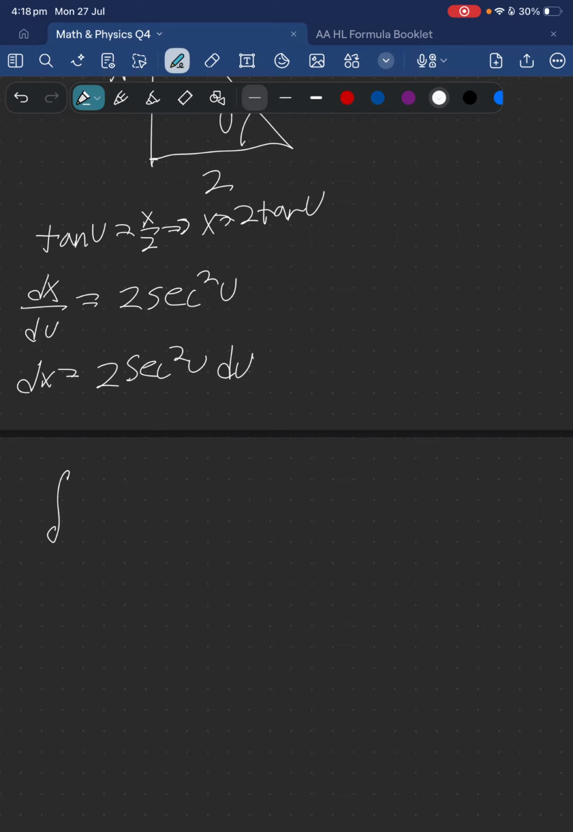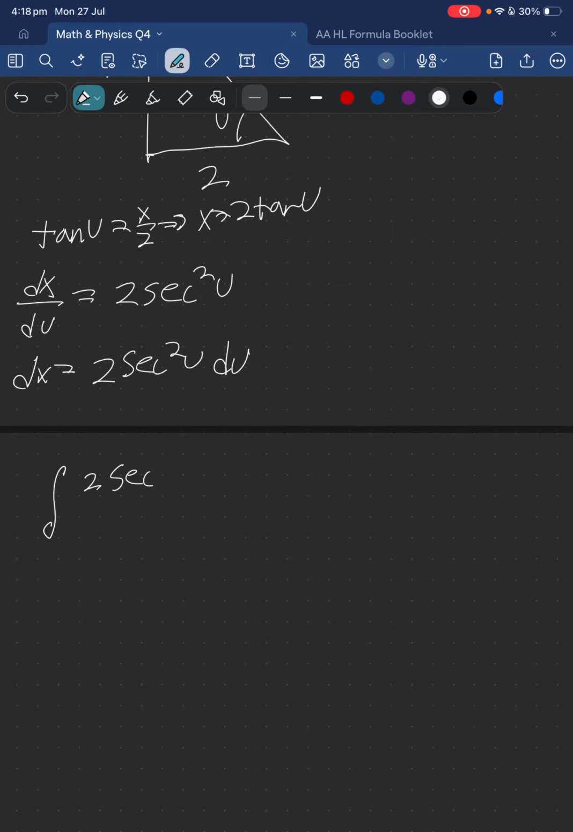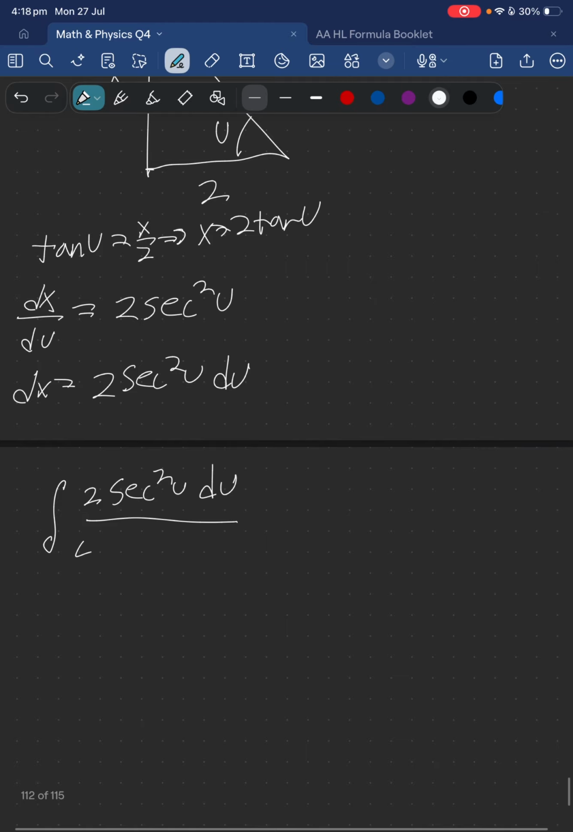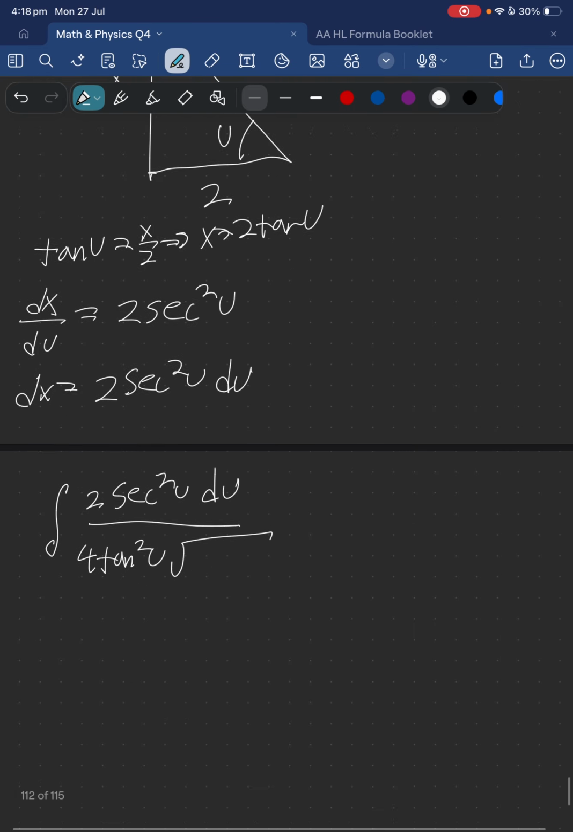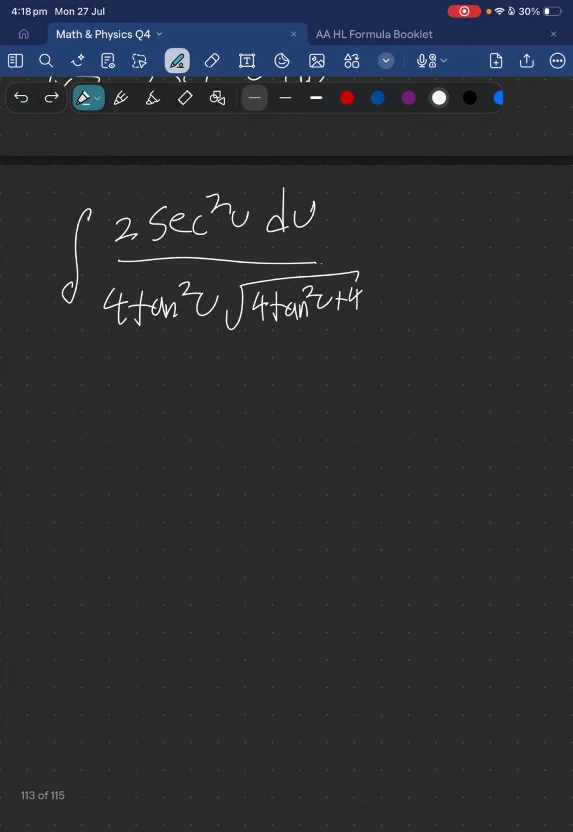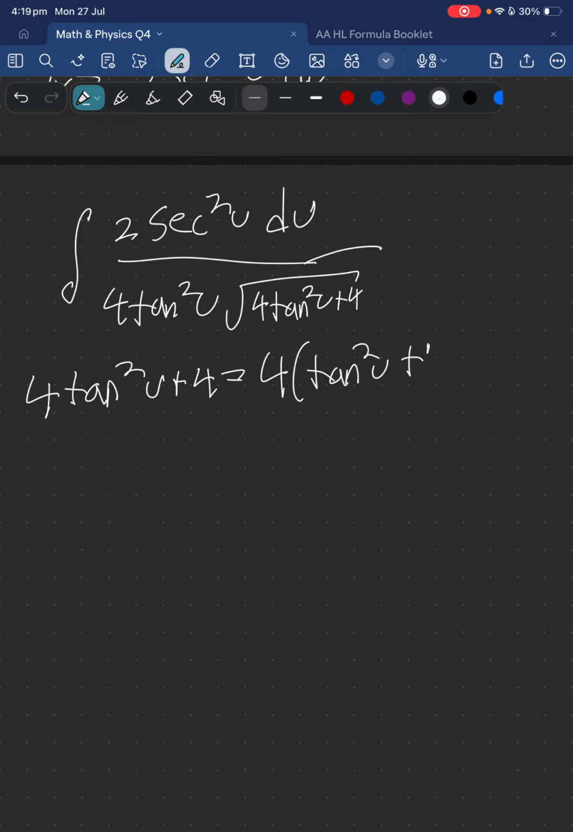So we have 2 secant squared u du over x squared, which is 4 tan squared u, times the square root of 4 tan squared u plus 4. So the next step, as I mentioned in my previous video, linked in the description, is that we need to factorize whatever is in the square root, because we are going to use some sort of trig identity to break it down.